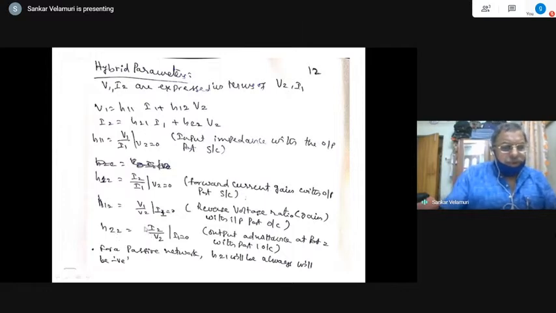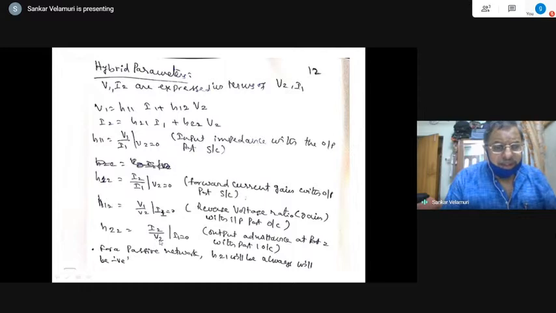H22 is equal to I2 by V2 when I1 is equal to 0. This is the output impedance when port 1 is open circuited, because the I2 by V2 ratio gives you the impedance part. When port 1 is open circuited, V2 is excited in this case, and I2 is the source current that is being measured. So H22 is the output impedance at port 2, with port 1 open circuited.